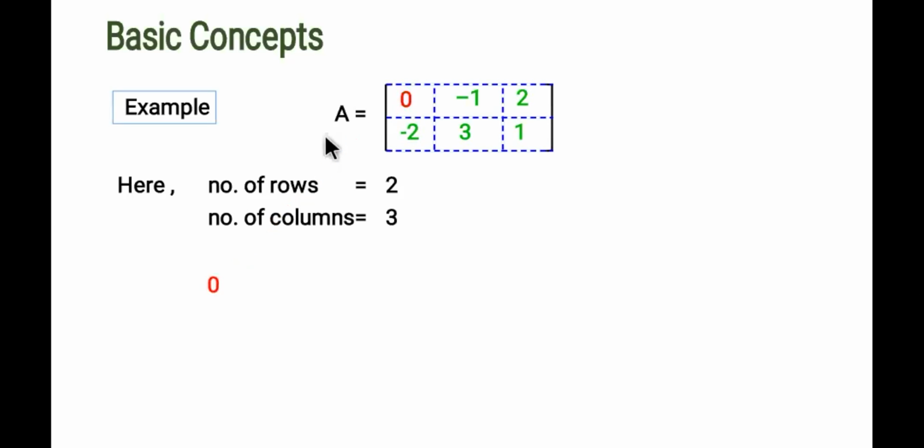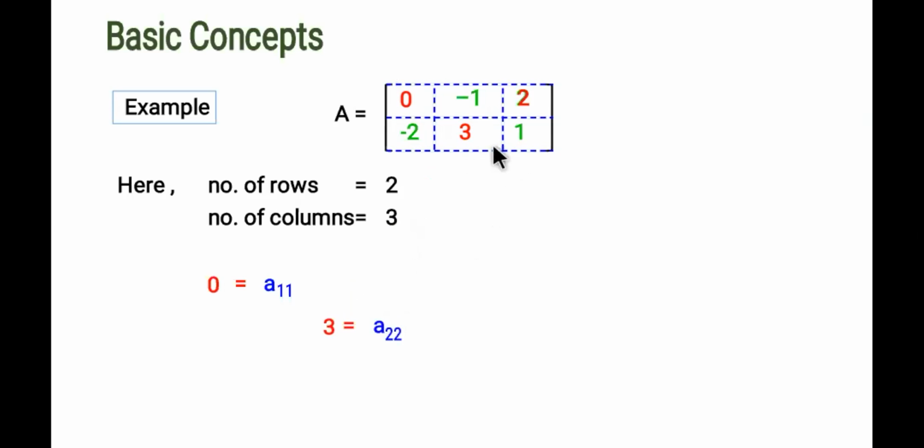Now suppose I've taken 0. Where is 0? 0 is in the first row and first column. So the name will be A11. 11 means first row and then first column. So first you have to mention the row number and then you have to mention the column number. Let's select some other number now. I've selected 3. So 3 is in the second row and second column. So the notation will be A22 because it is in the second row, second column.